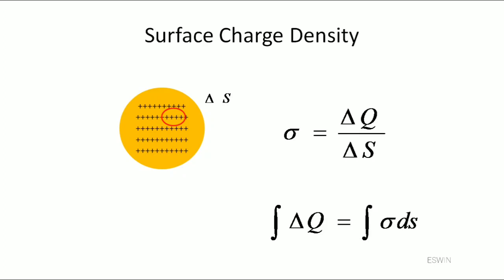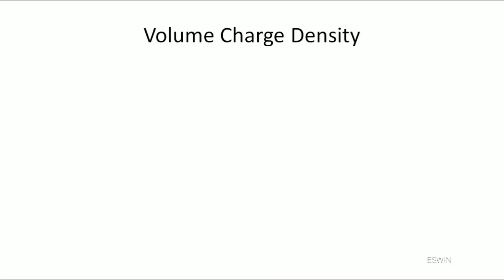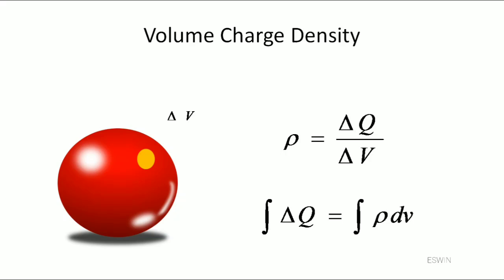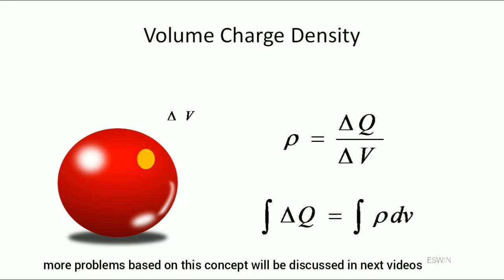Now let us move on to volume charge density. When charge is distributed throughout the volume of a conductor, we can take a small elementary volume delta V, which will have its charge delta Q. Then we can define volume charge density rho equals delta Q divided by delta V, and the total charge in that volume can be written as integral delta Q equals integral rho dV.